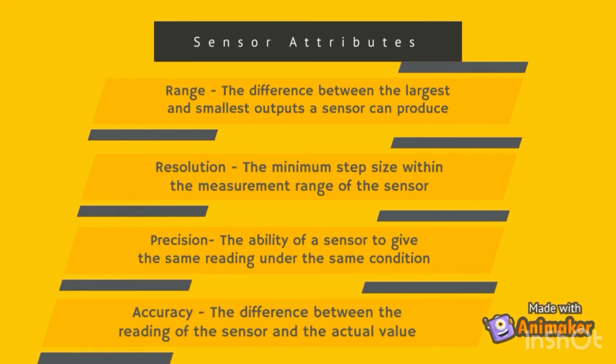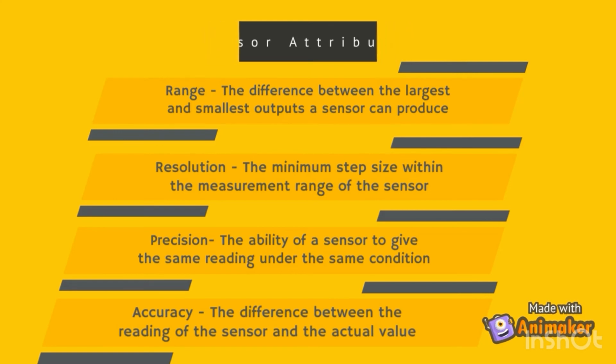So the different types of sensor attributes: range, resolution, precision, and accuracy. Range is the difference between the largest and smallest outputs a sensor can produce. Resolution is the minimum step size within the measurement range of the sensor.